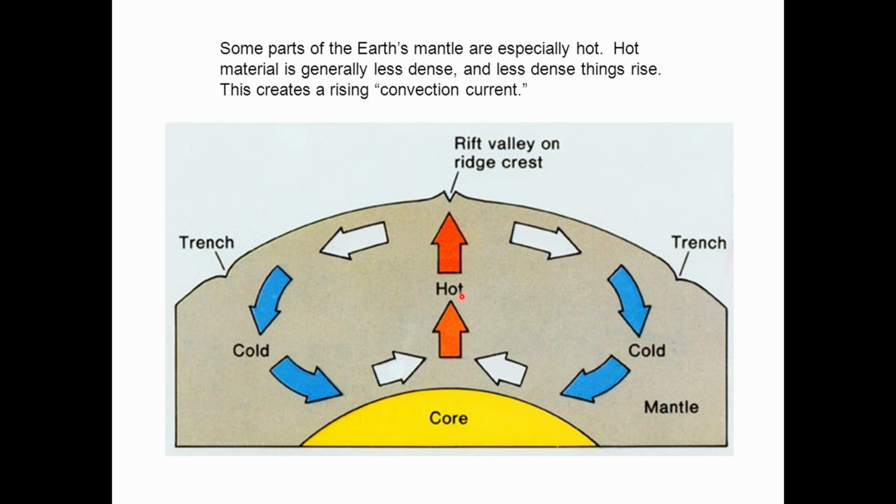The further away it gets from this area, the cooler it's going to get. Eventually it gets to the point where it's very cold, it starts to sink back down. It comes in contact with that boundary again, warms up, and so this process is just going to happen over and over and over again. This is going to create what we call a convection current.